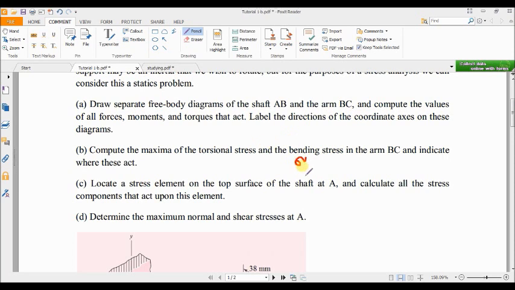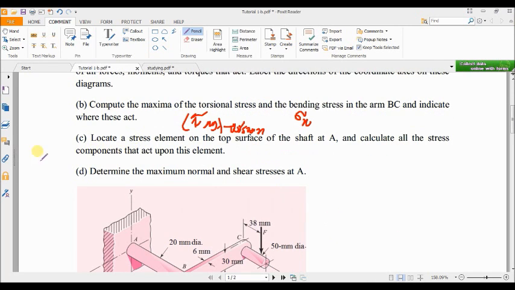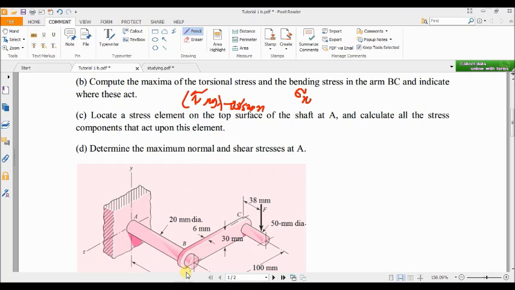is sigma x, and this is tau xy due to the torsion. Okay. In part C, we have to locate the stress element on the top surface of the shaft at A and calculate all the stress components that act upon this element.